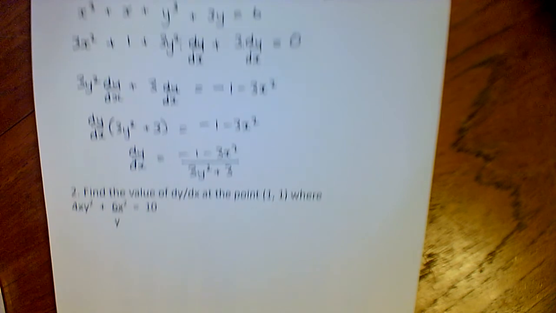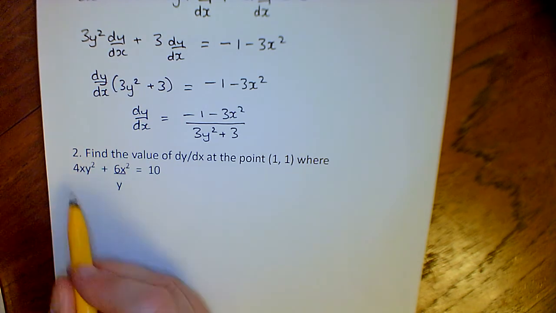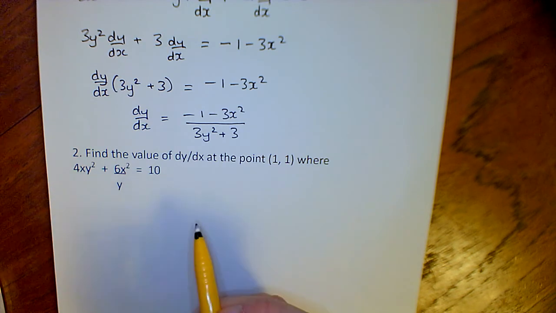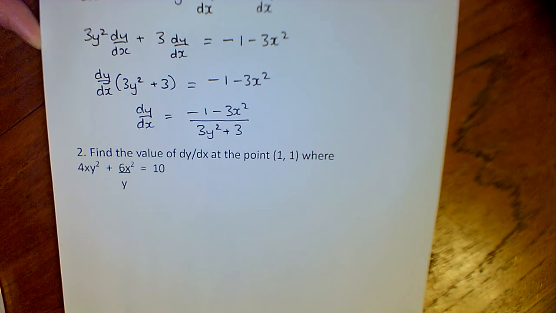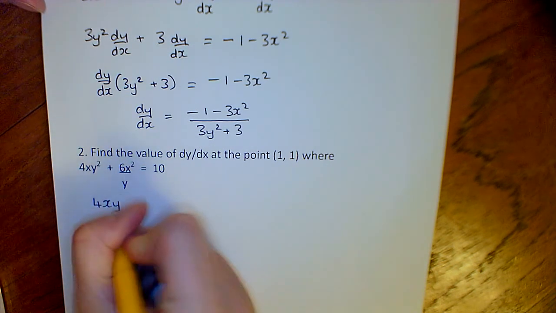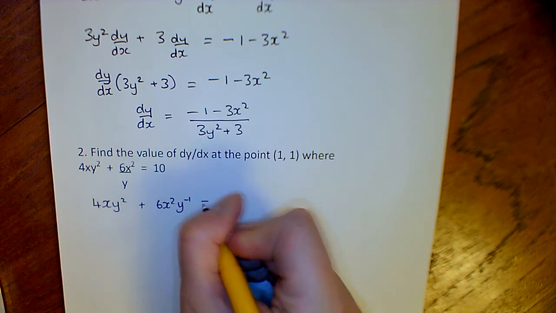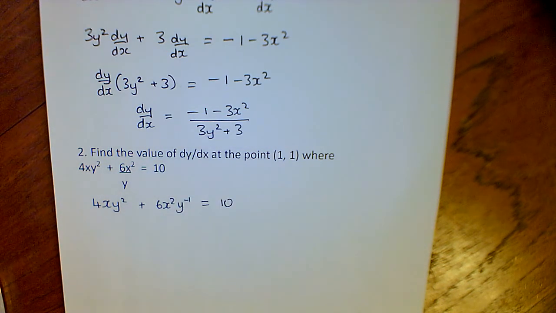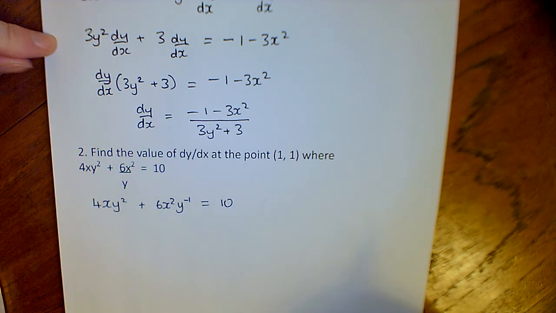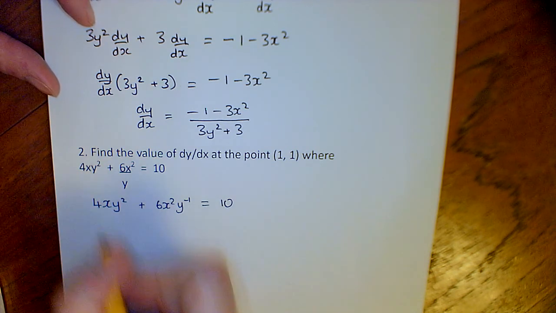Okay, our next one, find the value of dy by dx at the point 1, 1, where 4x y squared plus 6x squared over y equals 10. Now the first thing I'm going to do, because you can see we've got a product here and we've a quotient here, I'm going to rewrite that slightly to bring the y up to be y to the power minus 1, which means we've got two product rules that we're going to have to use here. It's a wee bit easier than to do the quotient rule.